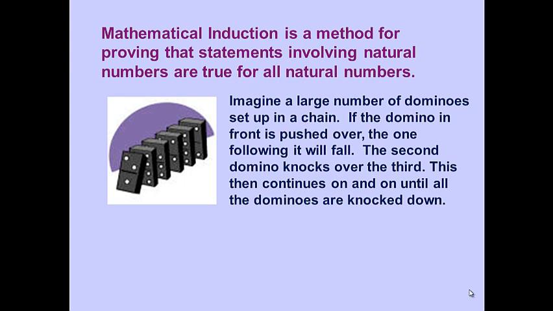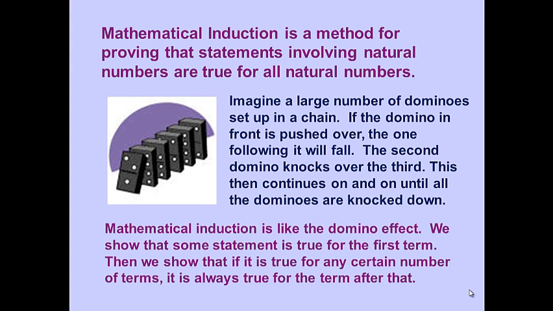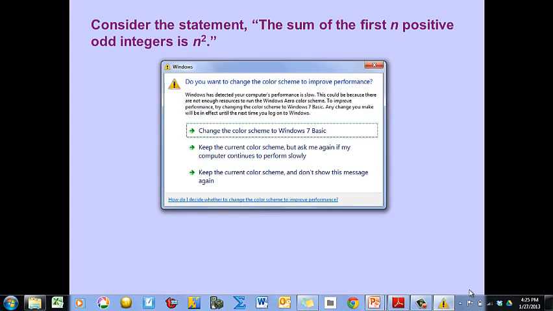Imagine a set of dominoes set up in some sort of a pattern involving a chain. You know that if you touch the first domino, push it over, it will knock into the second domino, and the second domino will knock into the third domino, and so forth until all the dominoes fall. Mathematical induction is like the domino effect. We show that some statement, in this case the formula for the sum of a sequence, is true for the first term. Then we show that if it is true for any certain number of terms, it's always true for the term after that.